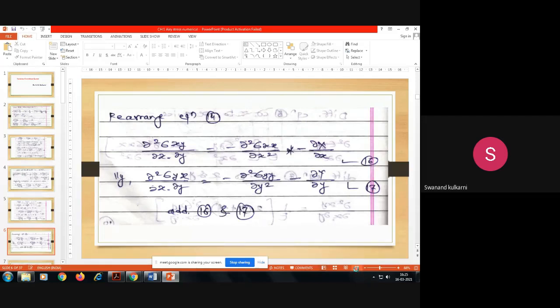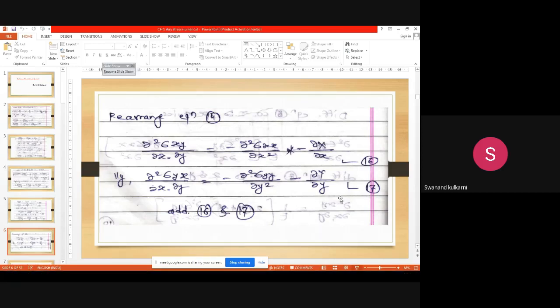So during last lecture, we have seen the derivation of Airy stress function. Is it okay?